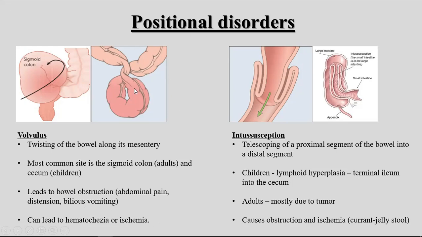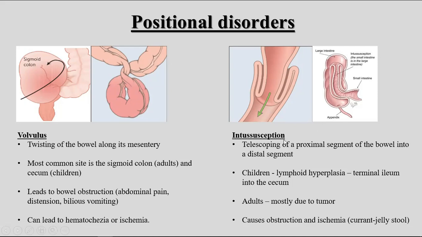And finally, because there's going to be a lot of blood vessels in this area, if you rupture those blood vessels, it could present with hematochezia, or because of this twisting, if they get compressed externally, then it can also cause ischemia, which can lead to the necrosis of this bowel. So that's a very serious complication.